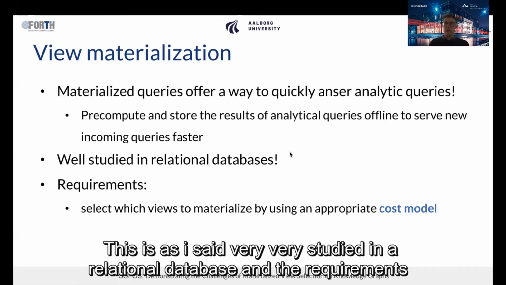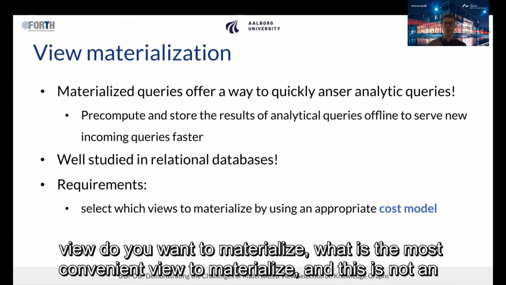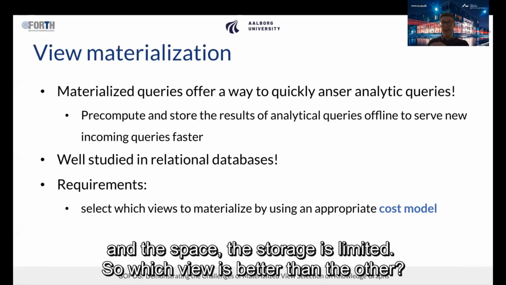This is, as I said, very studied in relational databases. One of the main ingredients here is a cost model, and the cost model tells you which view you want to materialize. What is the most convenient view to materialize? This is not an easy question, because you cannot materialize all the possible views, since they are exponential in number and the storage space is limited. So which view is better than the other?